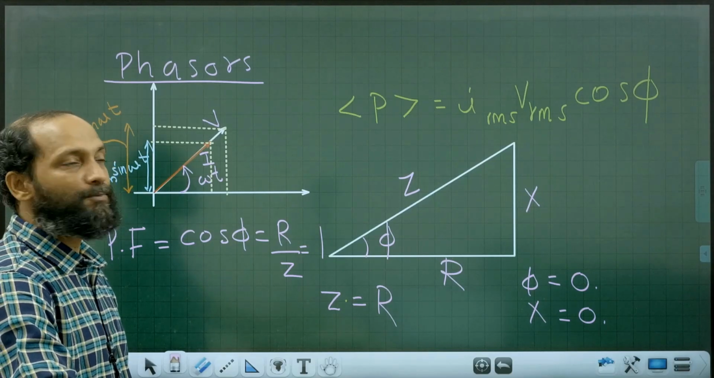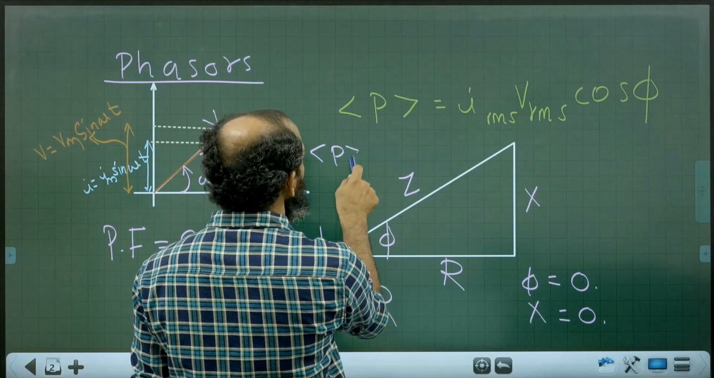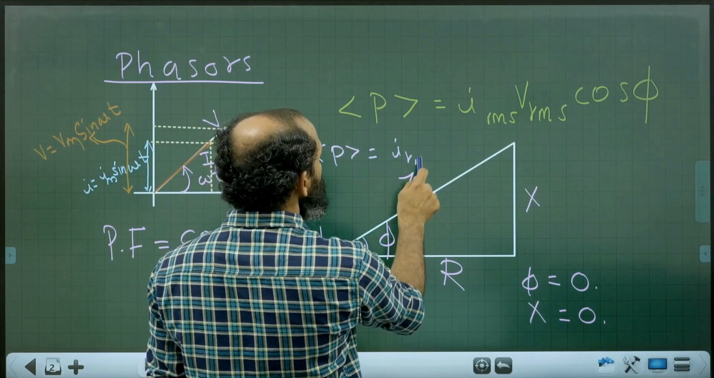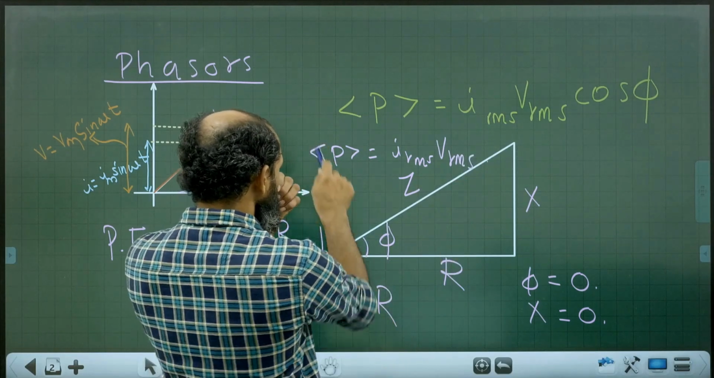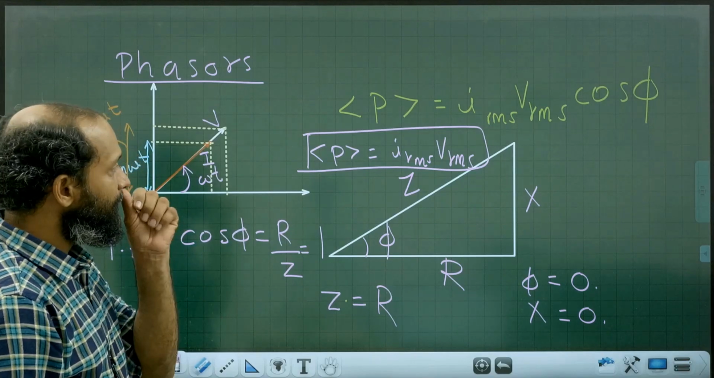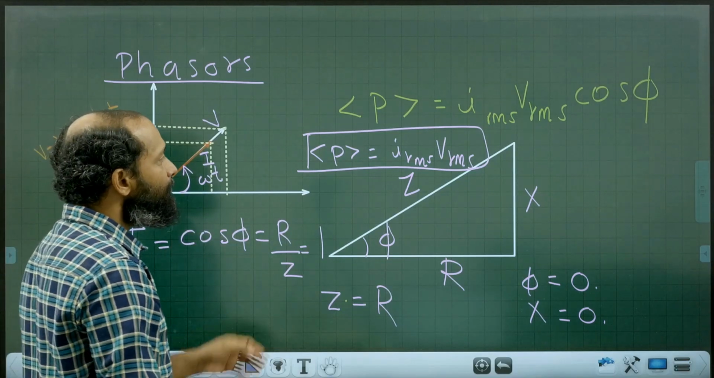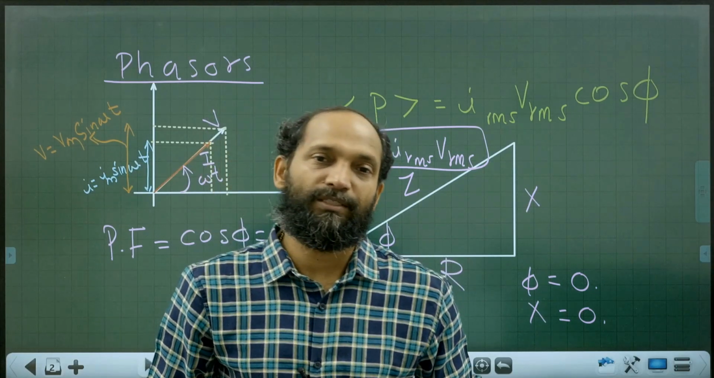So for the average power consumed by a resistor only circuit, we can use average power equal to IRMS into VRMS, because cos phi equals 1. We can also define it in terms of the corresponding peak values. That's all about AC through resistor only circuits.